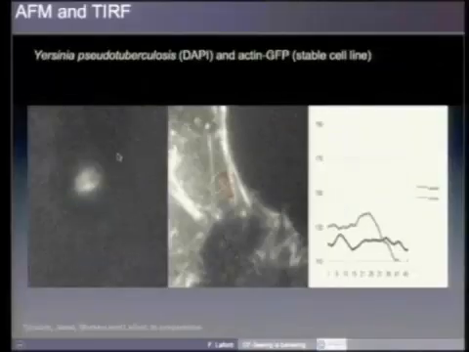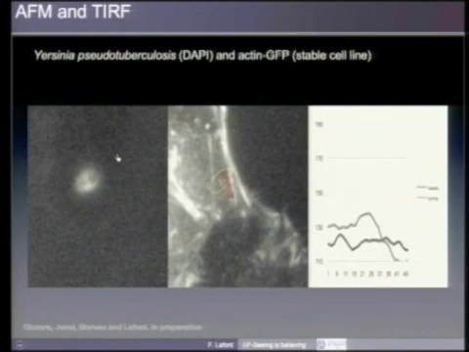And the last example that I wanted to share with you is this one. And actually, here what we have is, again, a Yersinia on the tip.